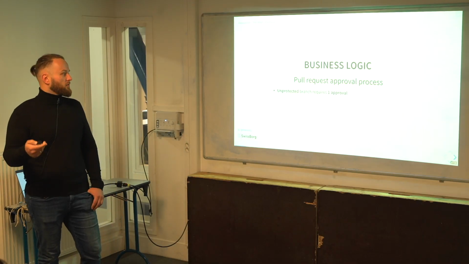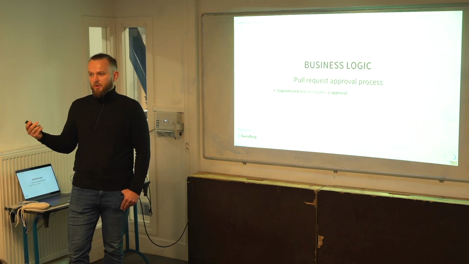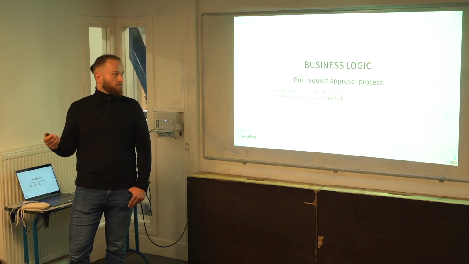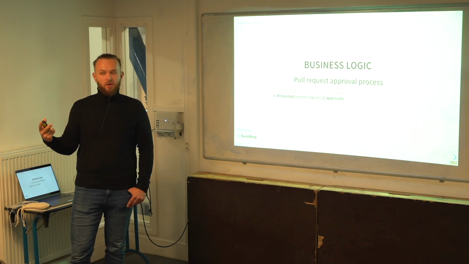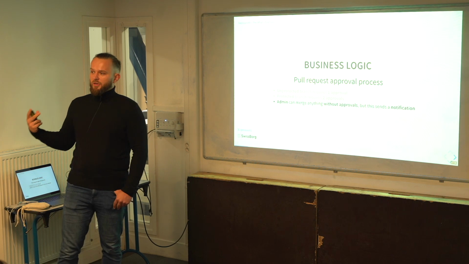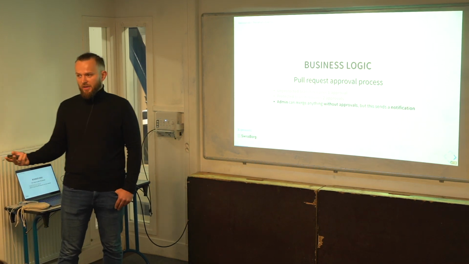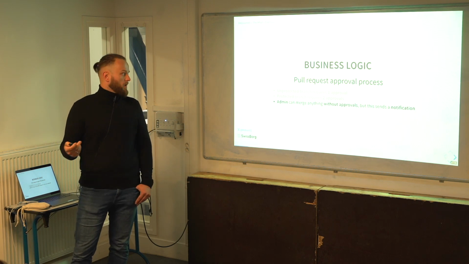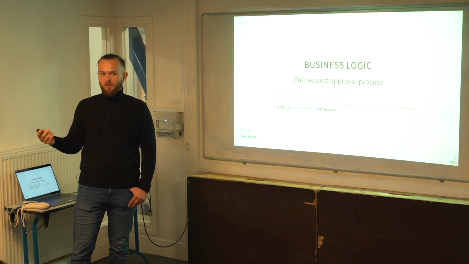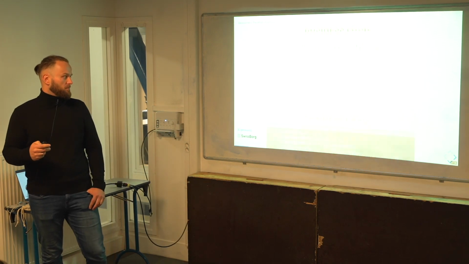We will have 4 rules guiding that process. Unprotected branch requires a single approval. Protected branch requires 2 approvals. Admin can merge anything, but this sends a notification because it's unusual. And otherwise, nothing can be merged. Okay, so that's the logic we want to model.